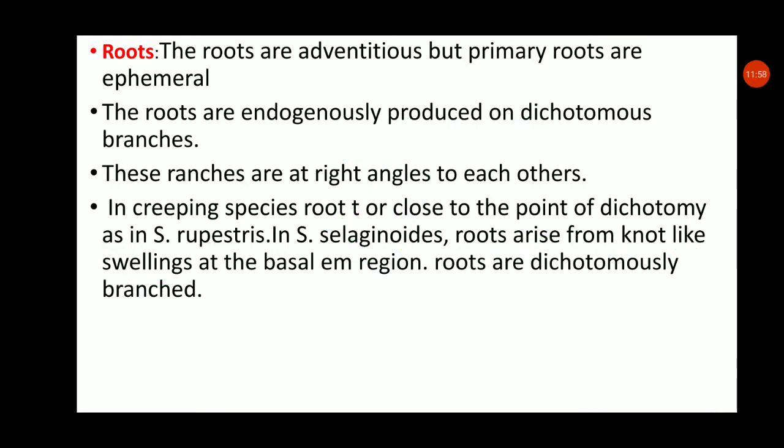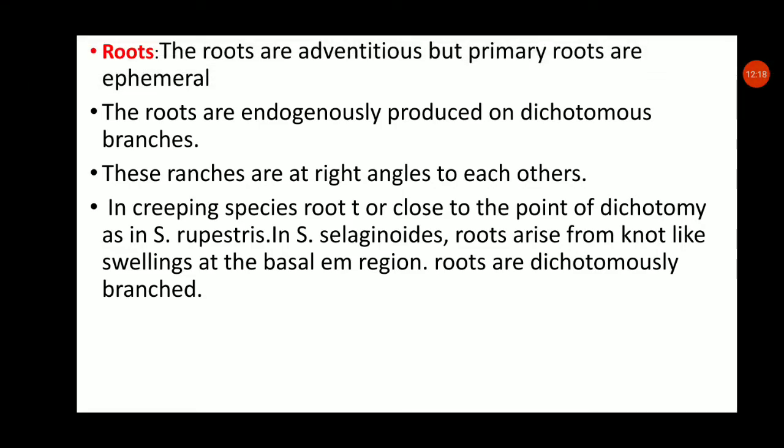The first important point about the root: these roots are adventitious, and the primary roots are ephemeral. These roots are endogenous in origin, produced on the dichotomous branches. These branches are at right angles to each other, and from there the roots start.